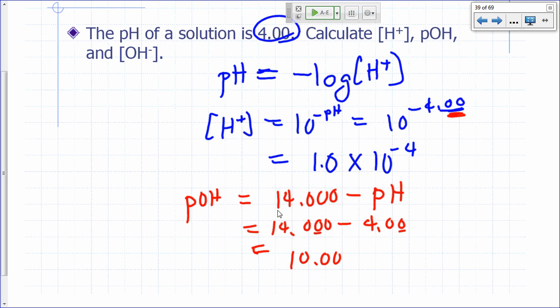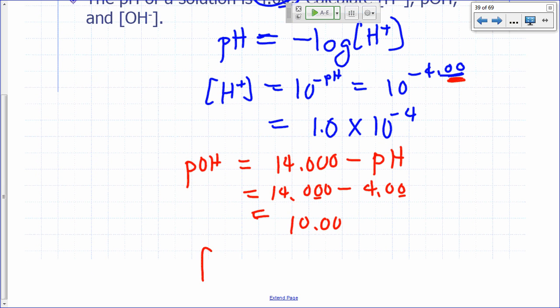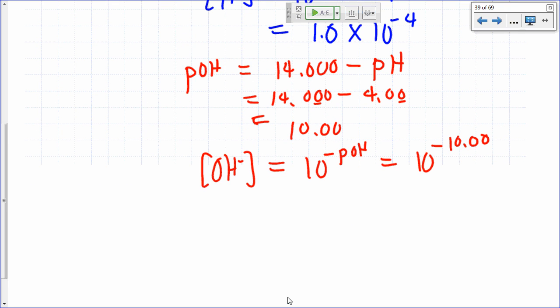How do I get hydroxide? It's 10 to the negative pOH. So that's 10 to the negative 10.00. So that's going to give me 1 times 10 to the negative 10. Two decimal places, so I need 2 sig figs here. 1.0 times 10 to the negative 10. So that's my hydroxide.